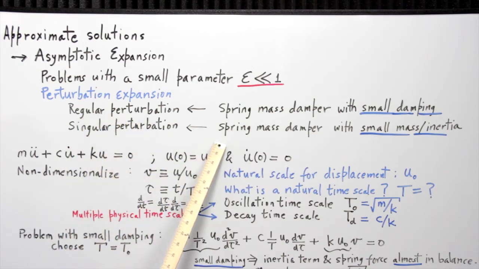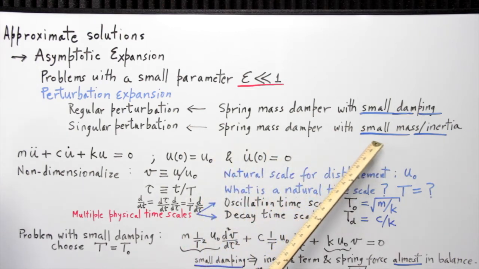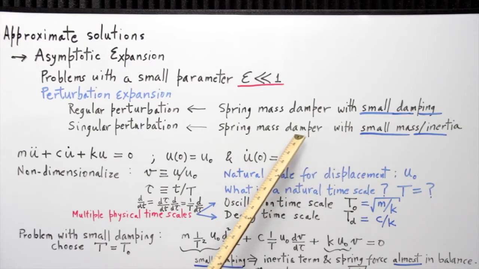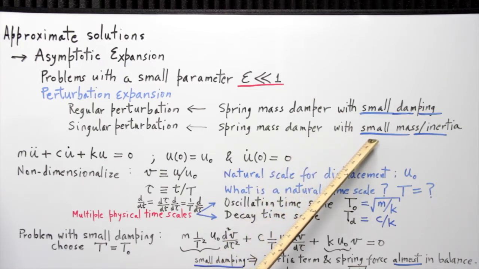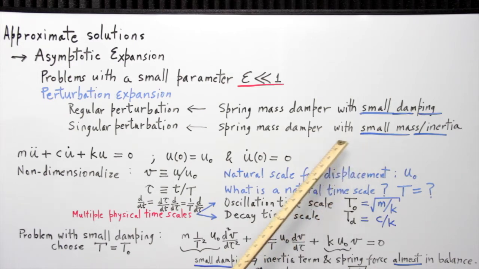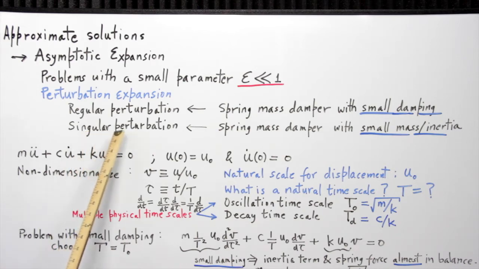We can alternatively think also about a spring mass damper system with small mass or small inertia, in which case this will be a highly damped system which will oscillate when the mass is not equal to 0. And so this will turn out to be a singular perturbation problem. A singular perturbation because mass shows up as the multiplier of the highest derivative term, and that causes this perturbation expansion to be very different.